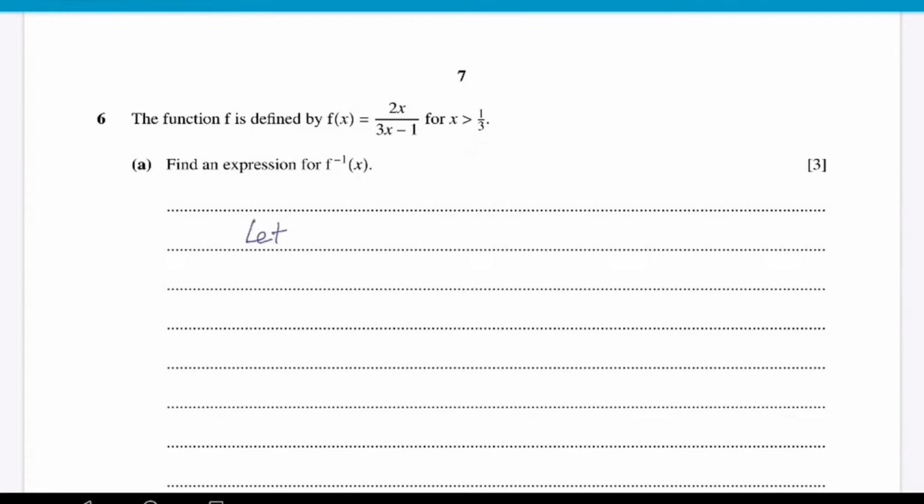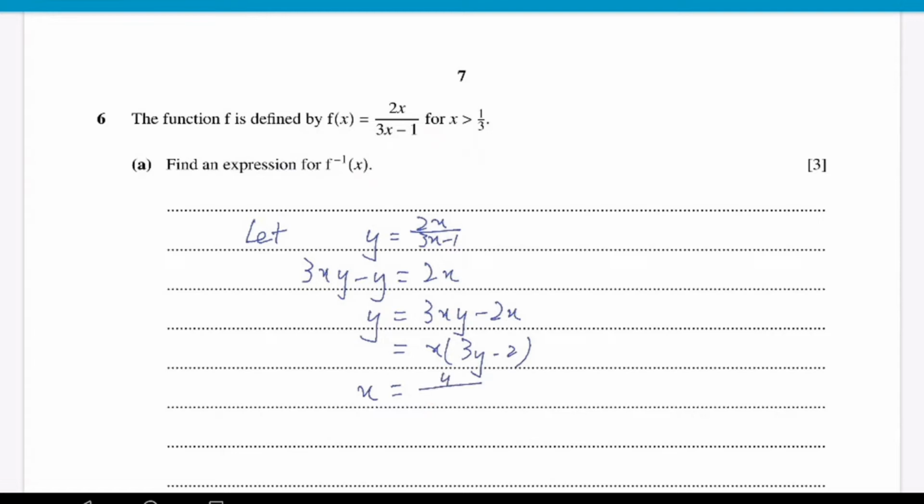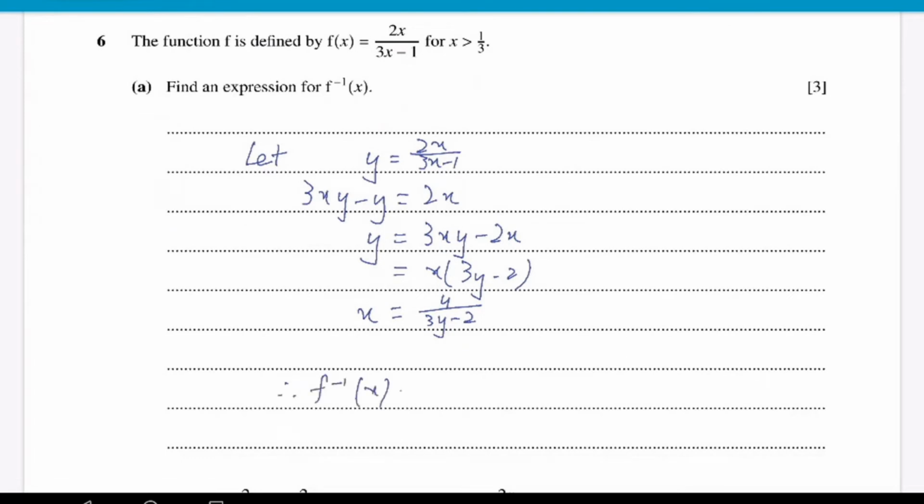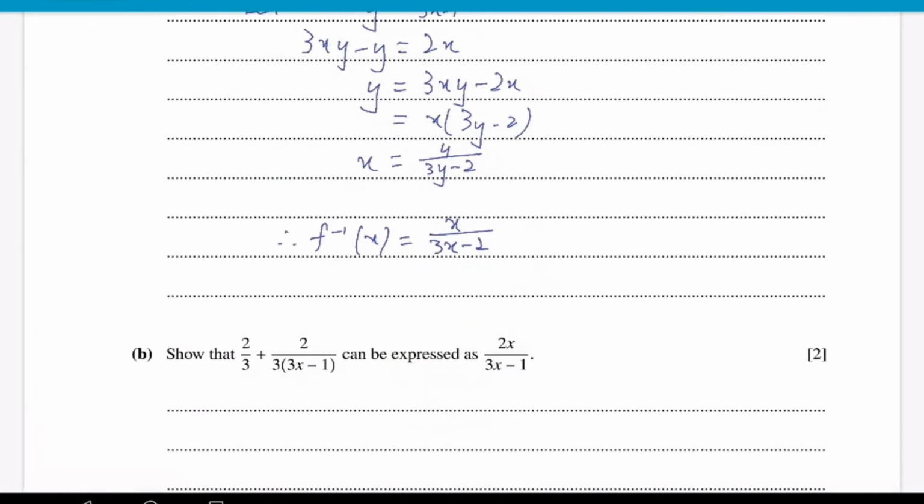So usually what I do is let y be the function, and then I rearrange it, to make x the subject. So x is y over 3y minus 2. Therefore, the f inverse that we have here is x over 3x minus 2. This is the method that I use for the inverse most of the time.